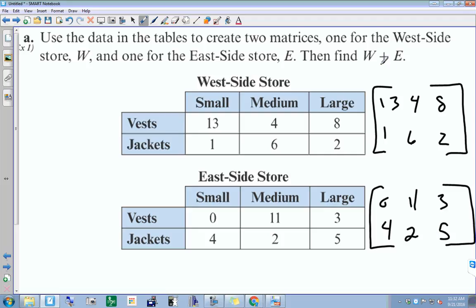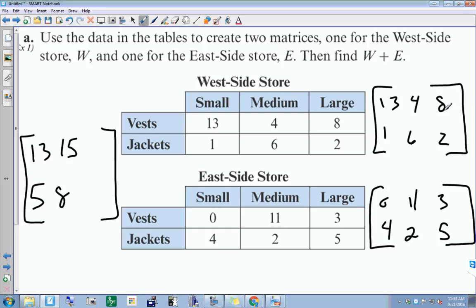So if I want to find west plus east, here, I would take 13 plus 0, which would be 13. 1 plus 4, which would be 5. 4 plus 11, which is 15. 6 and 2, which is 8. 8 and 3, 11. 2 and 5, 7.